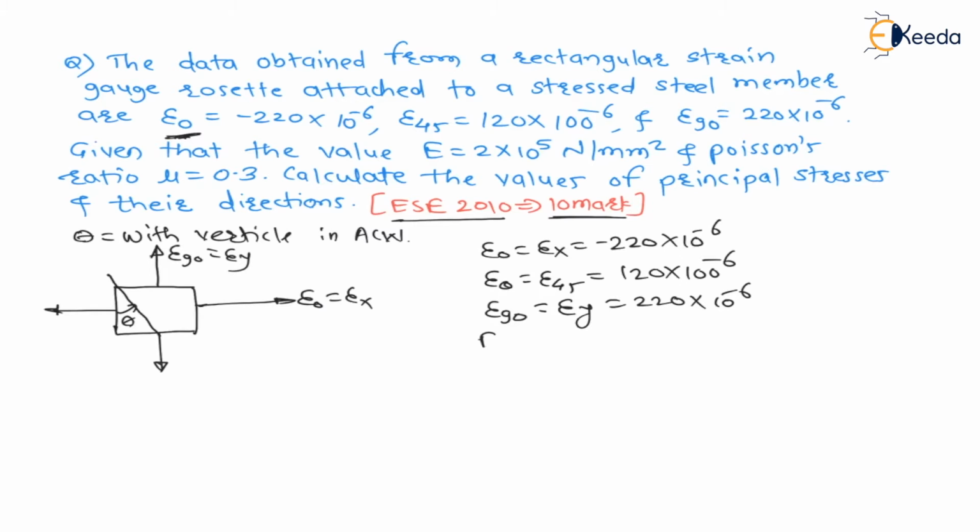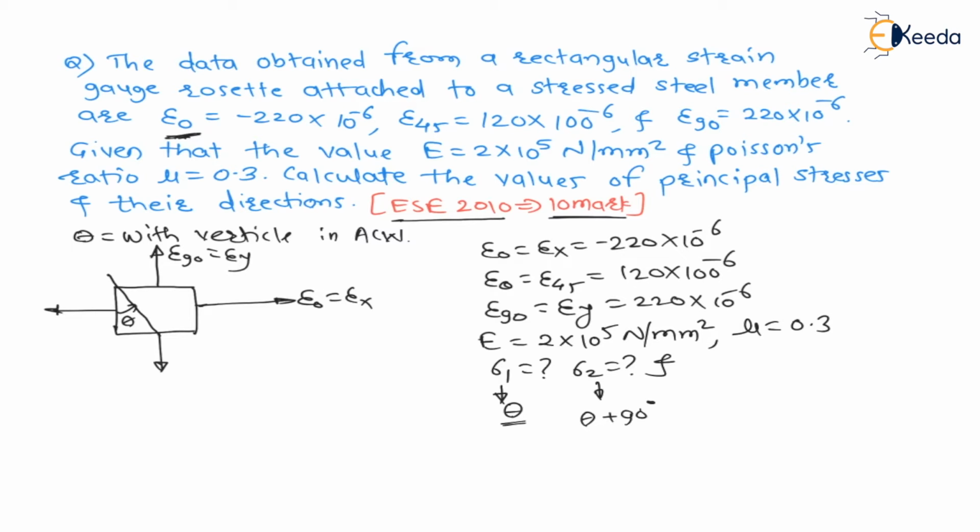Now Young's modulus E is given as 2 into 10 to the power 5 Newton per mm square, and Poisson's ratio mu is given as 0.3. Calculate the values of principal stresses. They are asking to find sigma 1 and sigma 2, and their directions: the inclination theta of the plane on which sigma 1 acts, with the vertical in anti-clockwise direction, and sigma 2 will act at theta plus 90 degree. These angles we have to find.